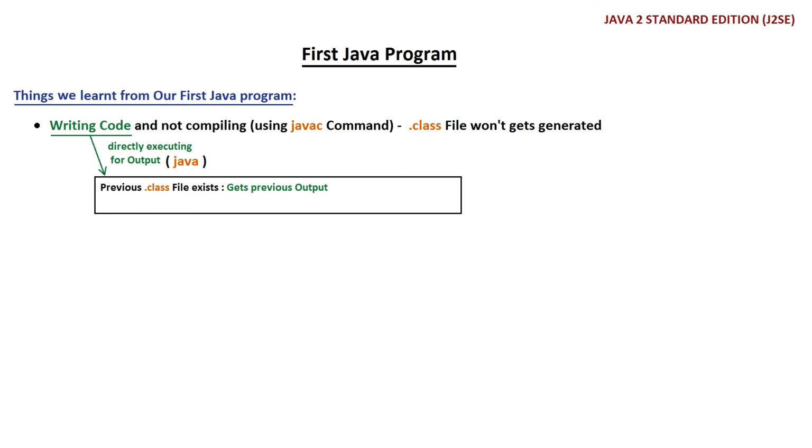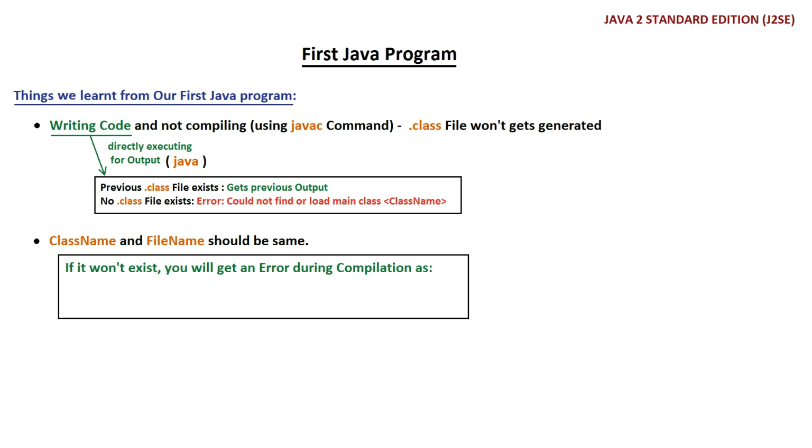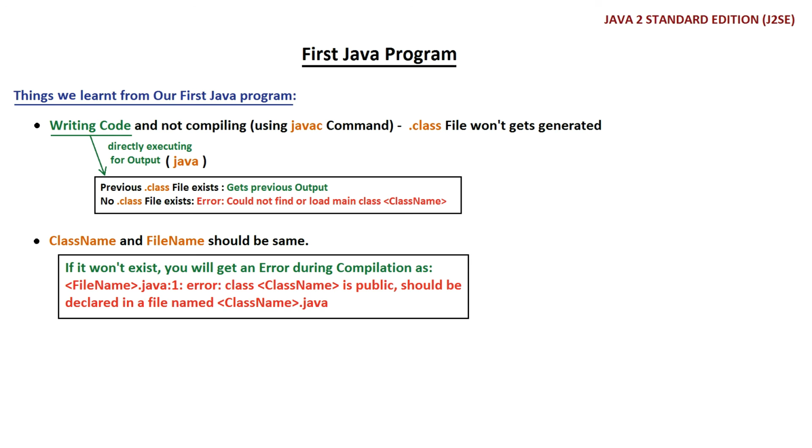Then, if we have a previous .class file, we will get the previous output. If we don't have a .class file, we get an error: could not find or load main class for a class name. Next, class name and file name should be the same. If they are not, you will get an error during compilation, as shown. That's it.